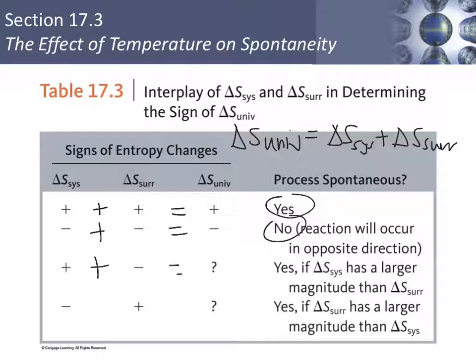When you have one of each, one positive, one negative, it's really open in terms of if you have a spontaneous process or not. And basically the positive value, whichever one it is, has to outweigh the negative value in order to give a positive answer. So for this one, if your system magnitude, the number, the one that's positive is larger than the negative one, then you get a positive answer. So yes, spontaneous. And then for this one right here, the positive value is the entropy change for the surroundings. If the magnitude of that is larger than the number for the entropy change for the system that's negative, then you get a positive answer. And then yes, the process is spontaneous.